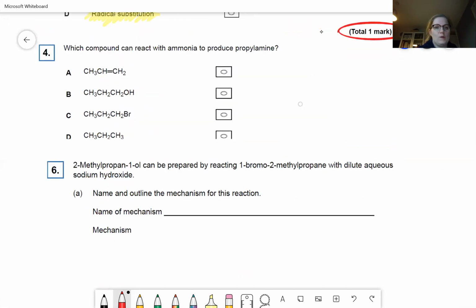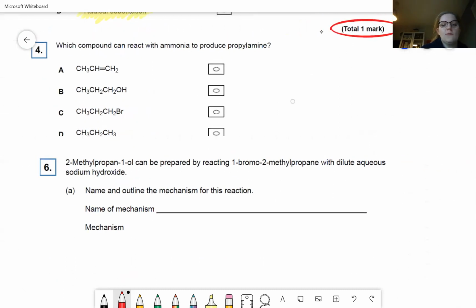Then we've got question 4. Again, it seems quite simple. It's a multiple choice, 1 mark question, but there is a little bit more information in it that we need to pay a bit of attention to. So which of these compounds that we've got down here can react with ammonia? That's a really key word that we want to focus on. Can react with ammonia to produce propylamine.